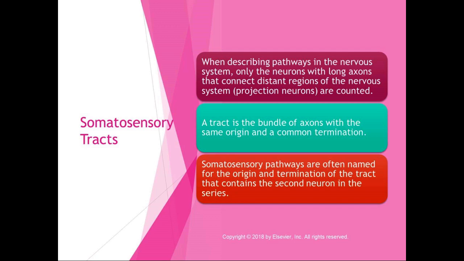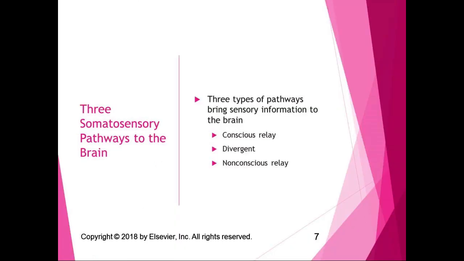Somatosensory pathways are often named for the origin and termination of the tract that contains the second neuron in the series. The good thing about that is they're easy to remember. The spinothalamic tract goes from the spine to the thalamus. So the name of the tract actually gives you its origin and termination, which is super cool. Love things that tell you what they're doing.